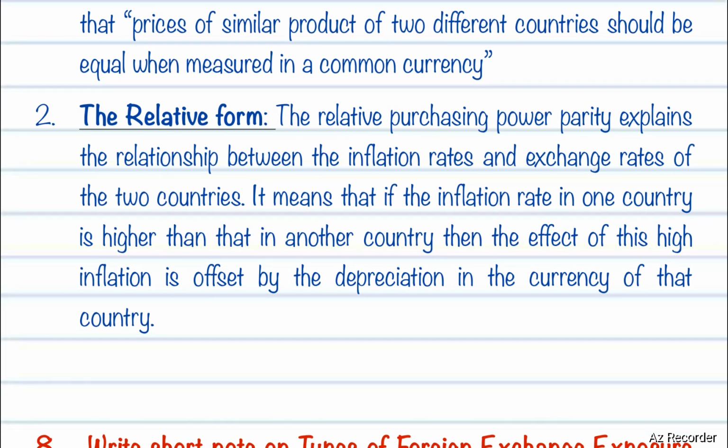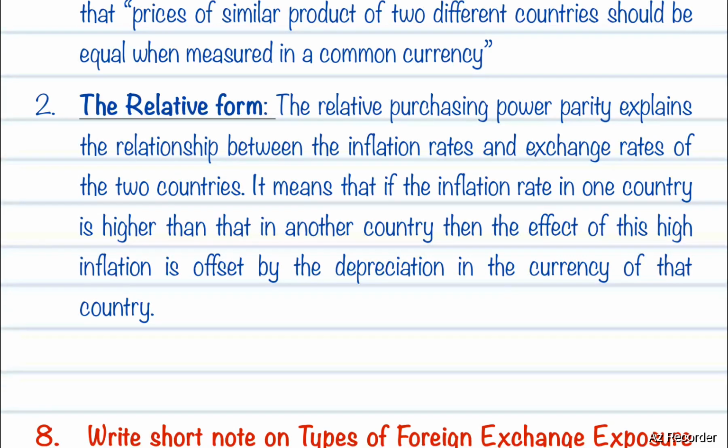Next, the relative form. The relative purchasing power parity explains the relationship between inflation rates and exchange rates of two countries. It means that if the inflation rate in one country is higher than that in the other country, then the effect of this high inflation is offset by depreciation in the currency of that country.